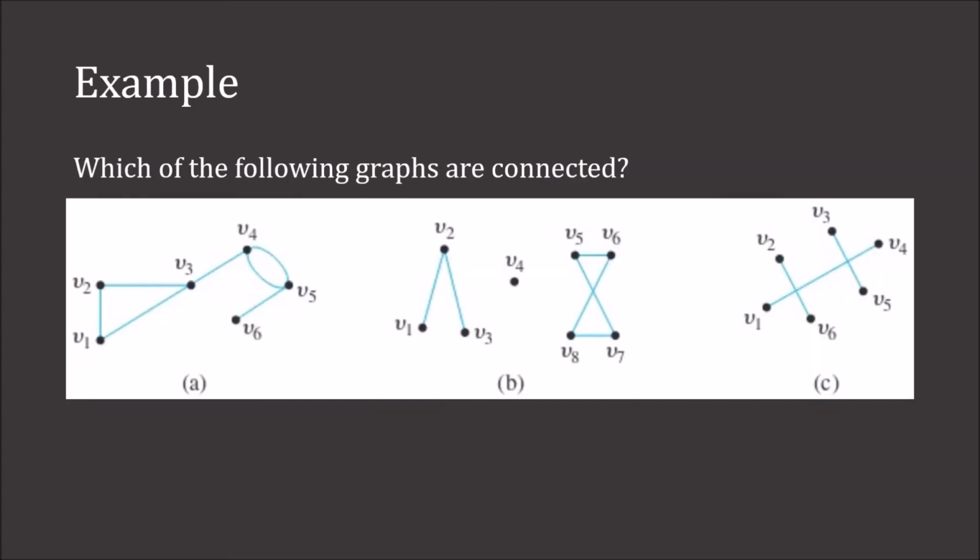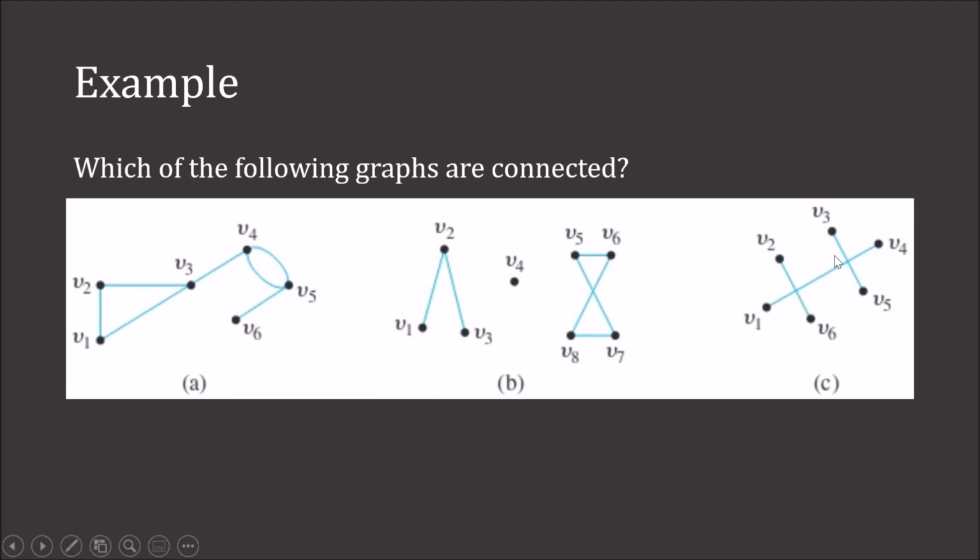Here we're asked to determine which of the following graphs are connected. Okay, well, let's see. A is clearly connected, right? No matter what vertex we start at, we can easily get to any other vertex. B is obviously not connected. If we start at V4, we can't get to any other vertex. Now C. C is also not connected. And here's why.